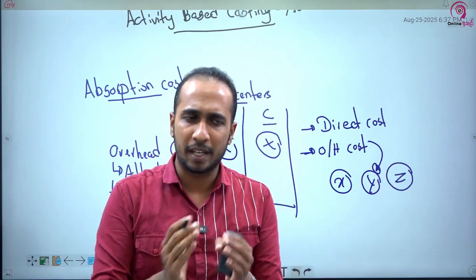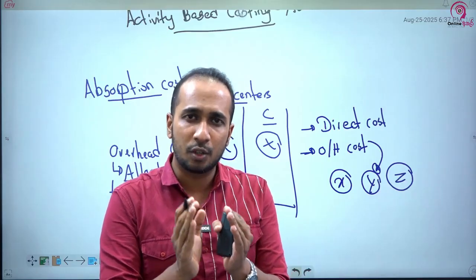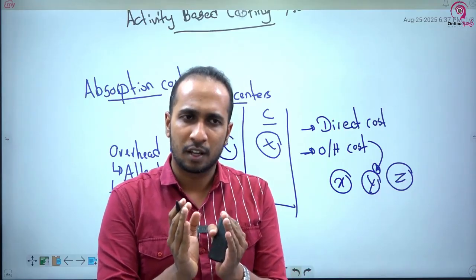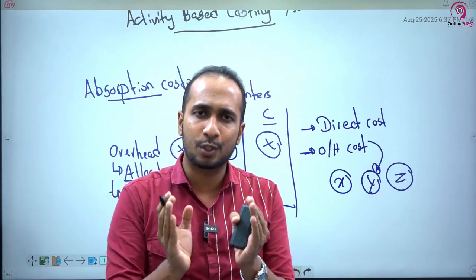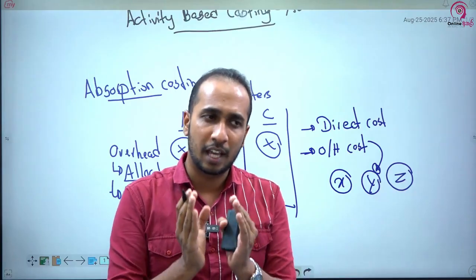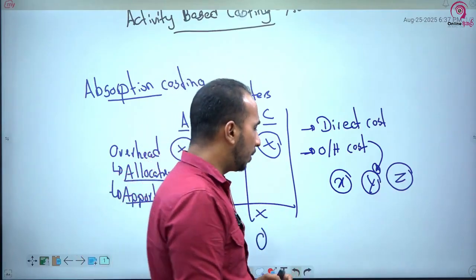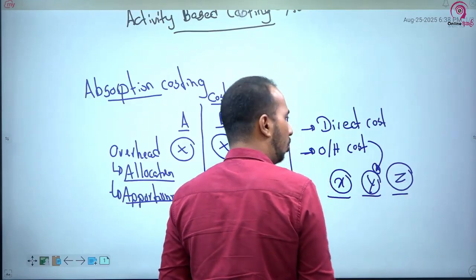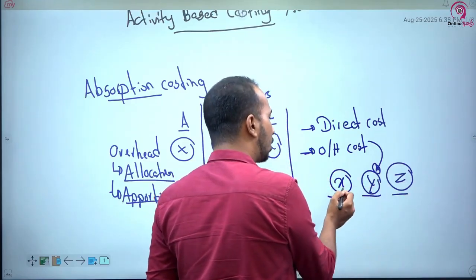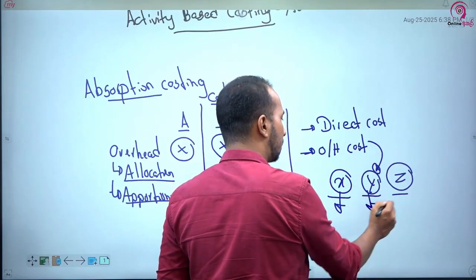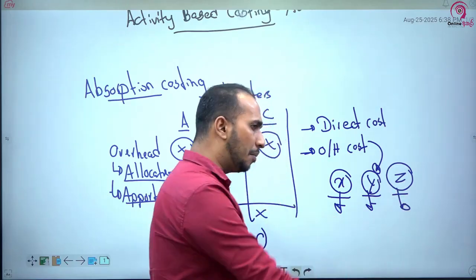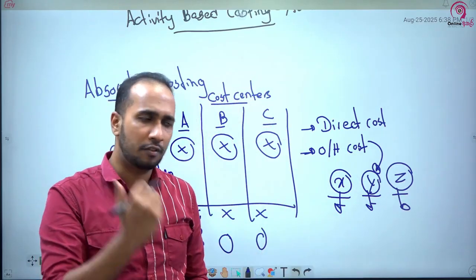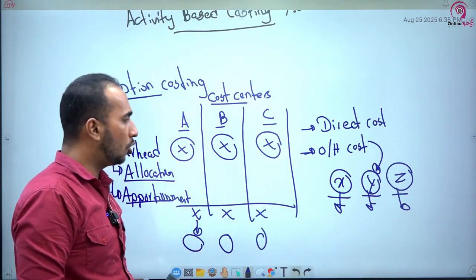These products consume various resources, and the consumption of resources leads to cost. Therefore, product overhead cost should always be allocated or absorbed based on the actual consumption of resources. This actual consumption was not represented by absorption costing.